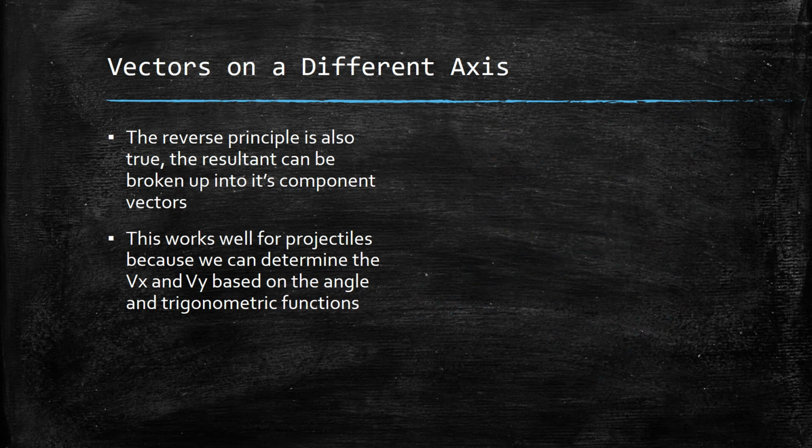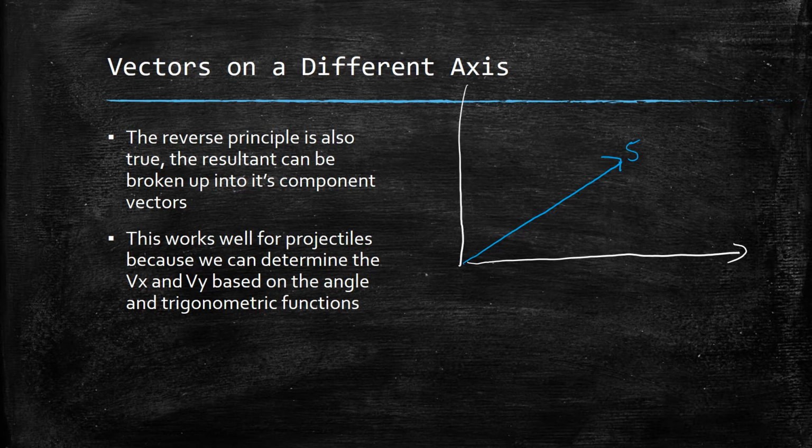So what we can also do is take that 5 Newton vector, say that's our 5 vector, or whatever it is, 5 meters per second, 5 newtons, whatever. We can break it back down into its 2 components, or as many components as we wanted to. This is going to work well for us with projectiles, because what we're really going to care about is that x-axis and that y-axis. What are the 2 parts of the vector that do that?